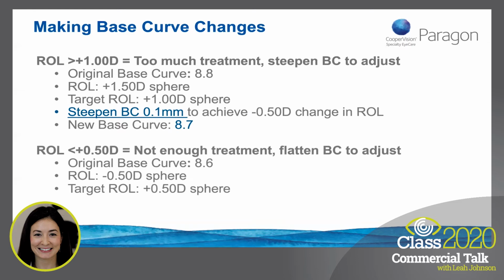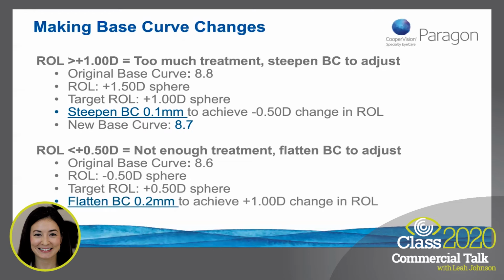And to help them reach 20/20, they have an ROL of half a diopter of minus. They have half a diopter of minus, and our target ROL, let's say here, is plus 0.50. So we're going to need to change by a whole diopter, and we want to flatten the base curve by 0.2 millimeters to achieve that diopter change in the ROL. So what will the new base curve be? 8.6, if we flatten by 0.2, will be an 8.8 base curve.